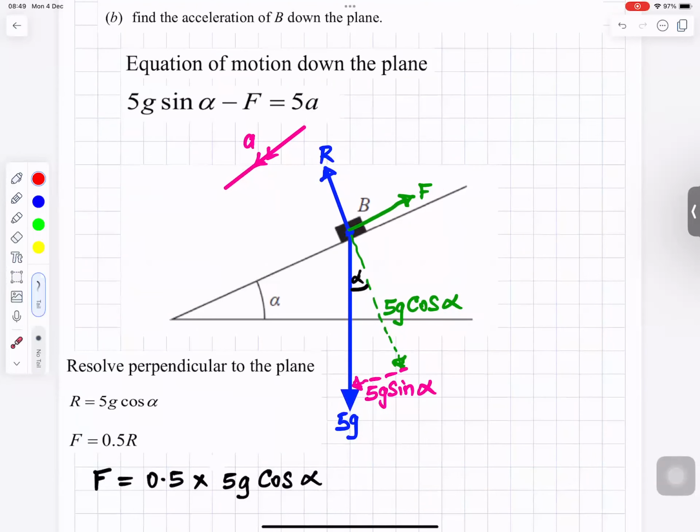So we resolve perpendicular to the plane. Perpendicular means at right angle to the plane, 90 degrees. So everything going up is R, everything going down is 5g cos alpha. So F is equal to 0.5 times R. So that gives you 0.5 times 5g cos alpha.